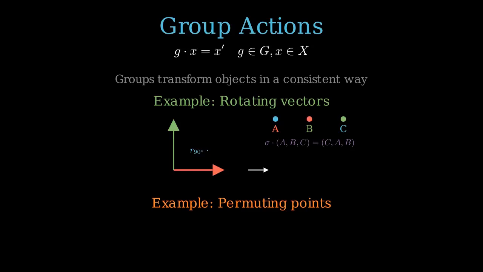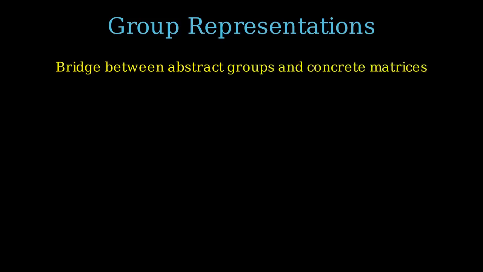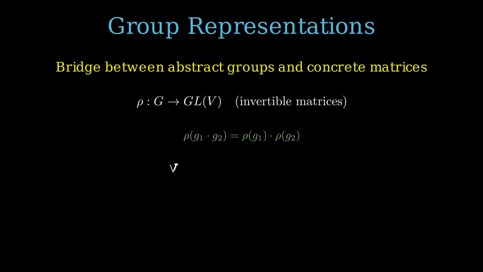We want to have a bridge between these abstract group objects and concrete matrices. We are looking for a homomorphism which can represent the group objects as matrices. So this is what group representations mean.